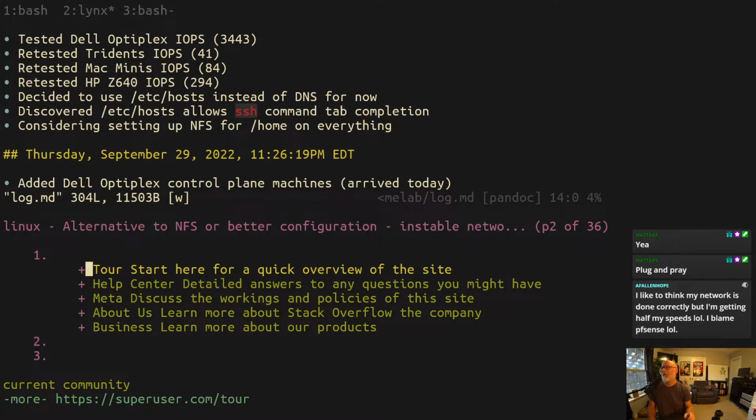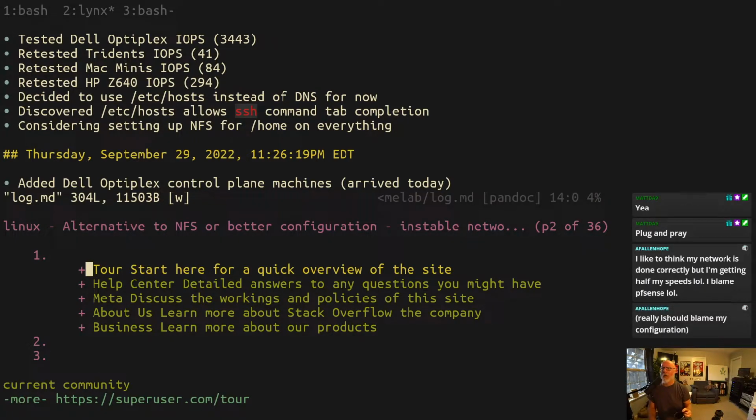But I'm half my speeds, my pfSense. Yeah. My OpenSense had some configuration that was wrong. Fallen Hope, you might want to look at that. I had to disable IPv6. It completely hosed my network. Nothing was working. I couldn't search or anything.